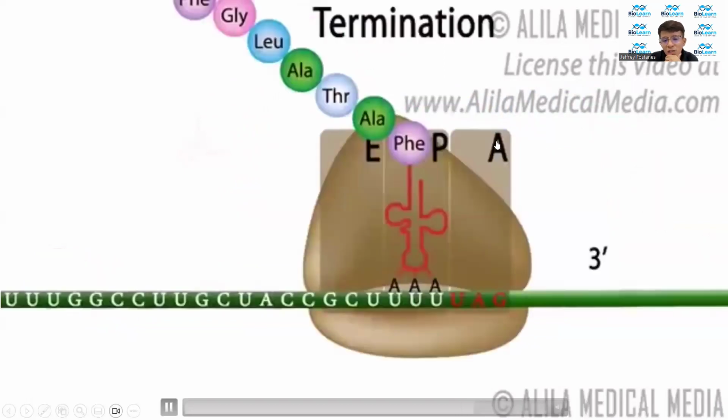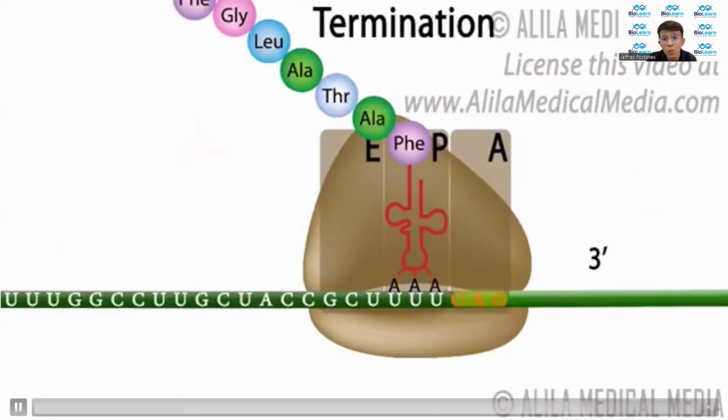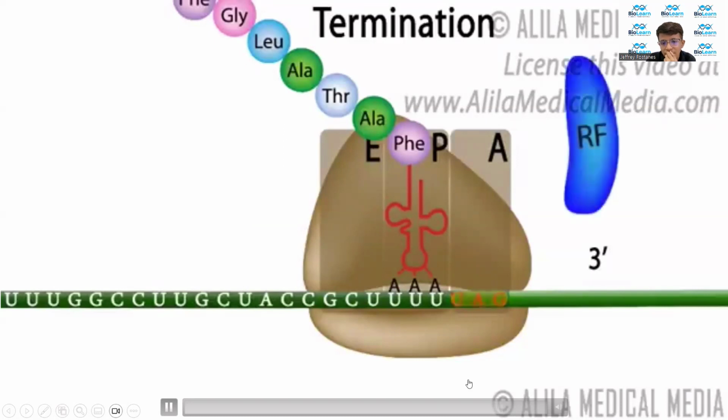Termination happens as soon as one of the three stop codons is positioned in the A site. No tRNA can fit in the A site at that point, as there are no tRNAs that match that sequence. Instead, these codons are recognized by a protein, a release factor, which will enter the A site.